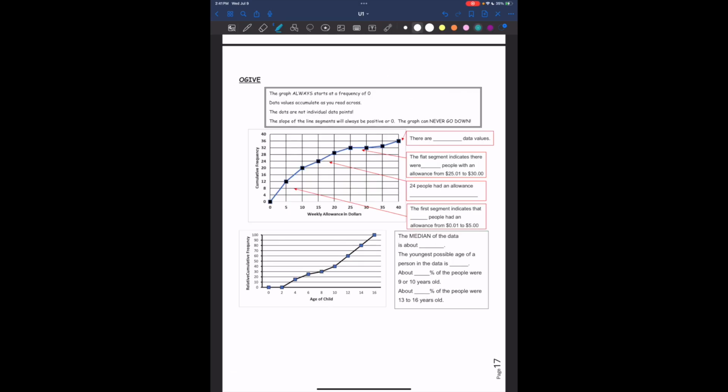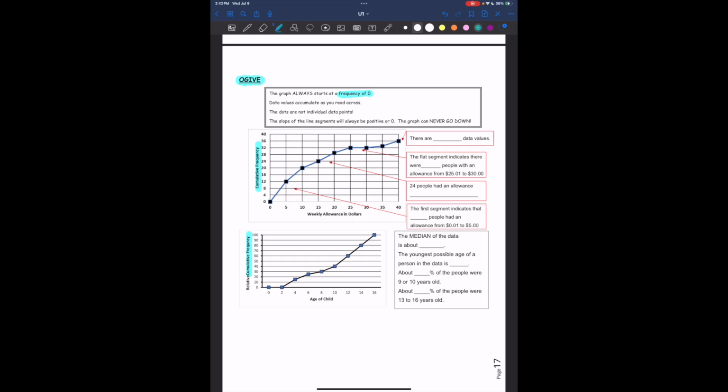All right, so we're going to continue looking at different displays. Ogives are the next ones. They're a little bit different because they are all about frequencies. So if you look on the side here, we're looking at, as you progress through data, the cumulative frequencies, meaning you're just adding up as you go.